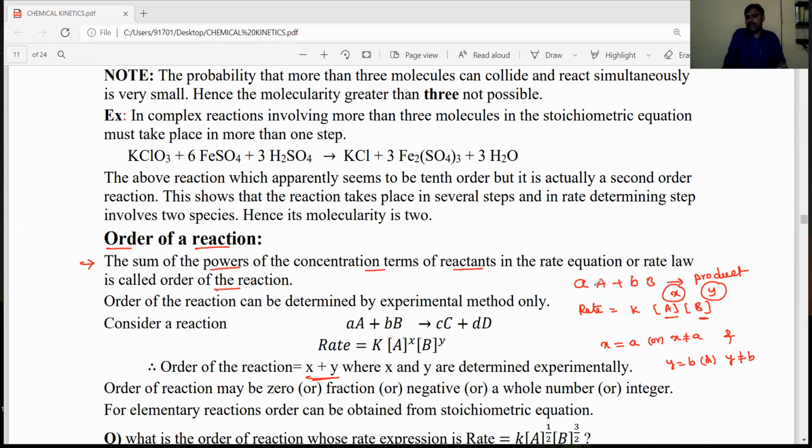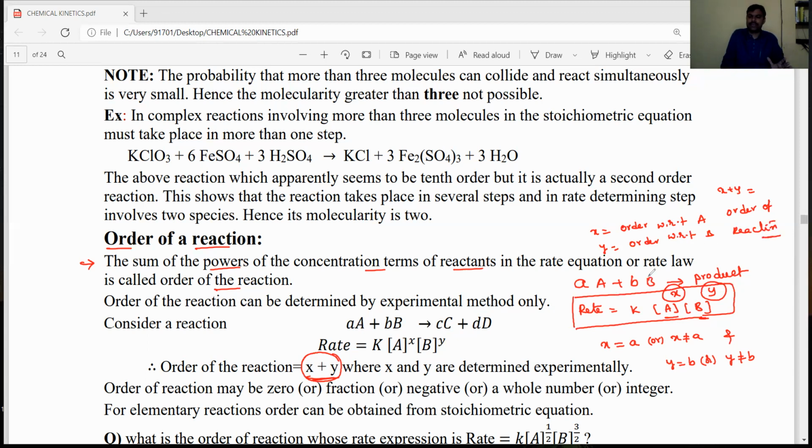So here is one common example. In the general equation, the rate law or rate expression is written like this: rate is equal to K into concentration of A power X into concentration of B power Y, and X plus Y is called the order of the reaction, where X is the order with respect to A only, and Y is the order with respect to B. X plus Y is equal to the order of reaction. Okay, dear students, this is a very important order definition and a common example.